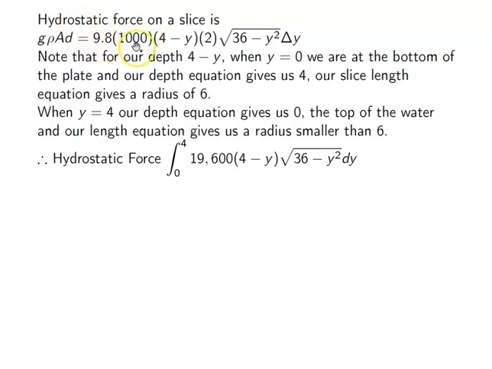I'll just go ahead and multiply all of this out. So that's 9.8 times 2 times 1,000. So that is this 19.6 you see here. The 4 minus y stays, and then this stays the same as well. If I try to integrate from here, that'll be rather difficult because any u sub that I make won't work for both of these.